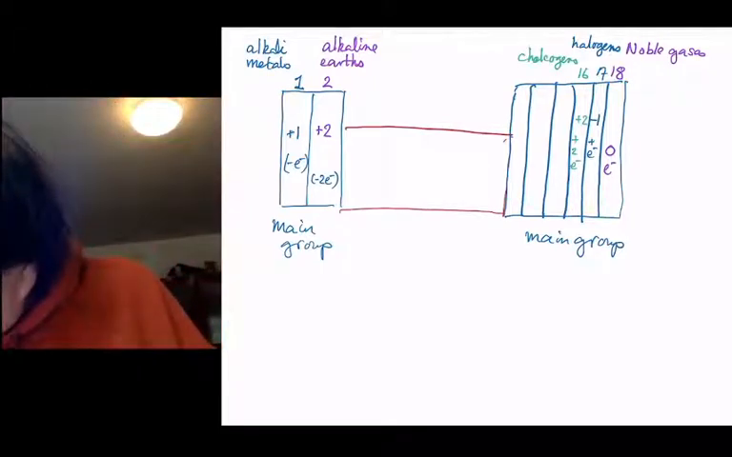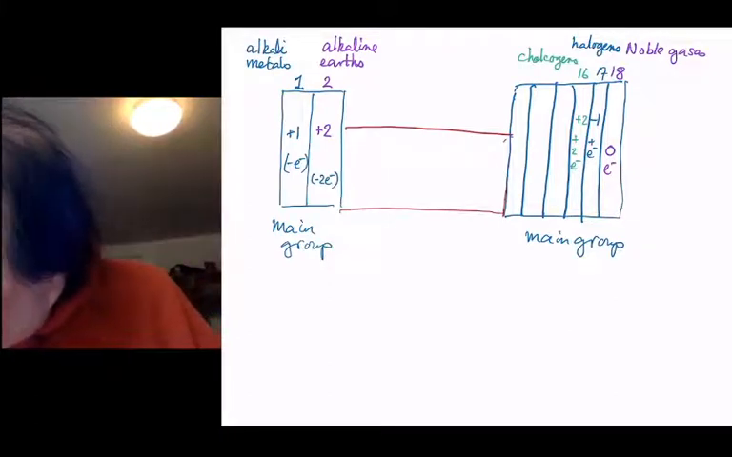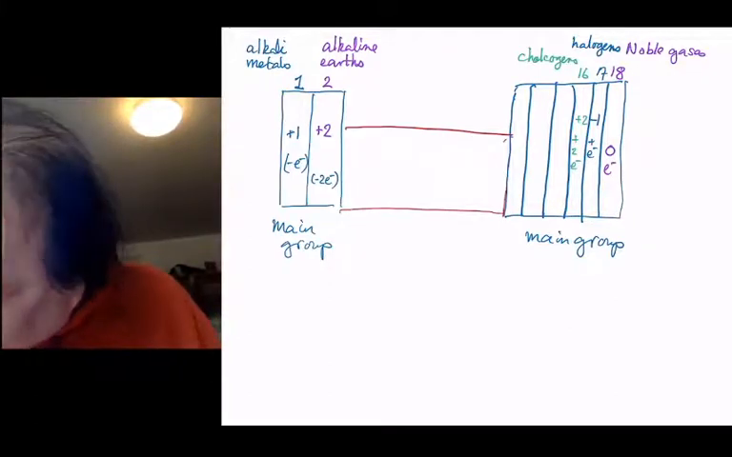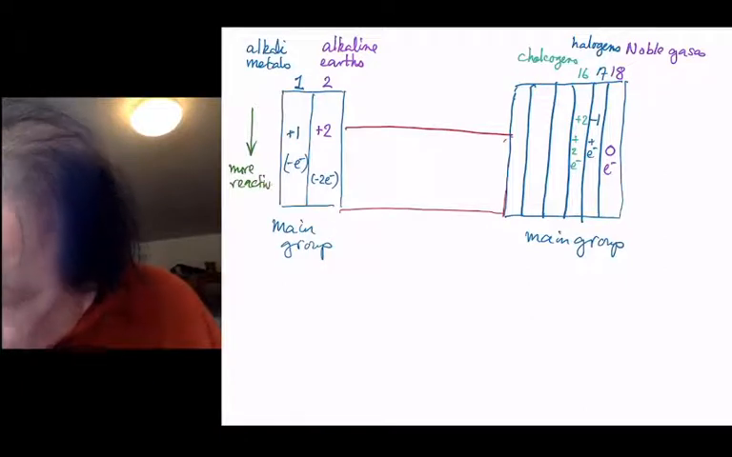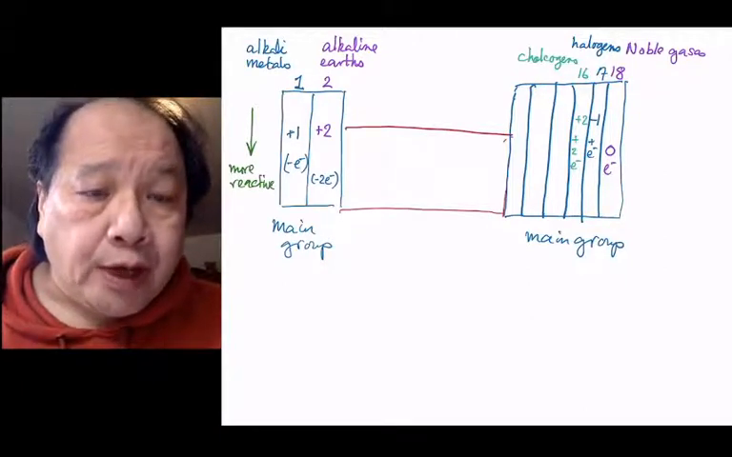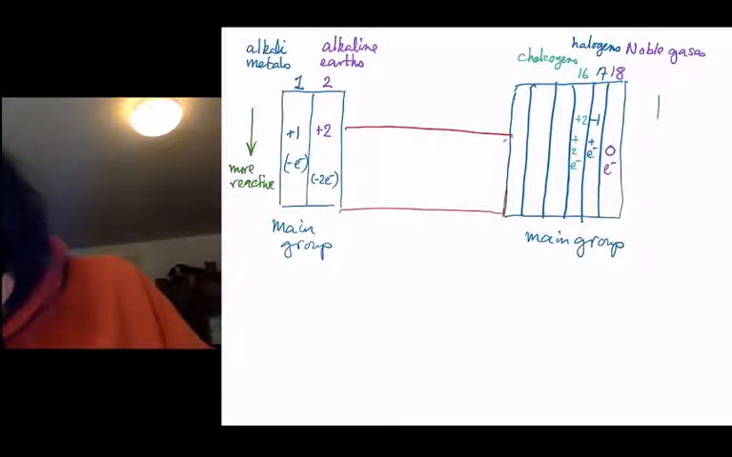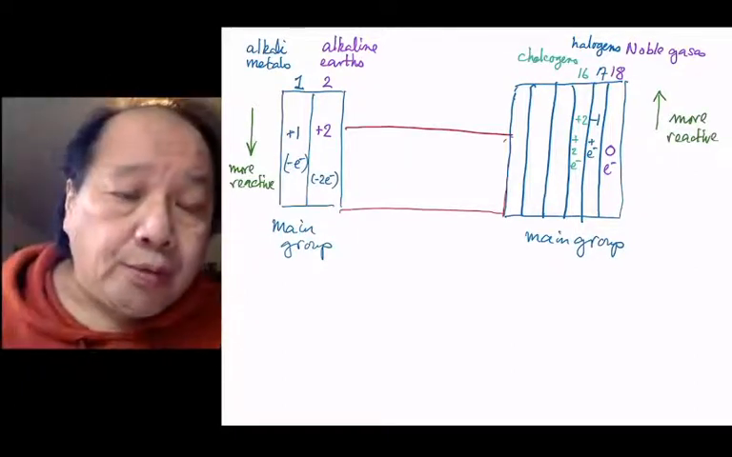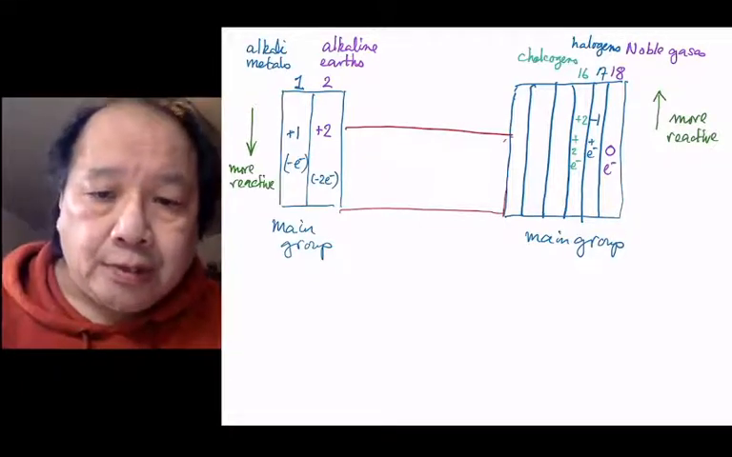And one more thing. On the left side, when you go down, let me use this color here. As you go down, the elements get more reactive. So the further down you go, the more reactive you are. And on the right side, by contrast, as you go up in the column, they become more reactive. Okay, so that's the organization of the periodic table.